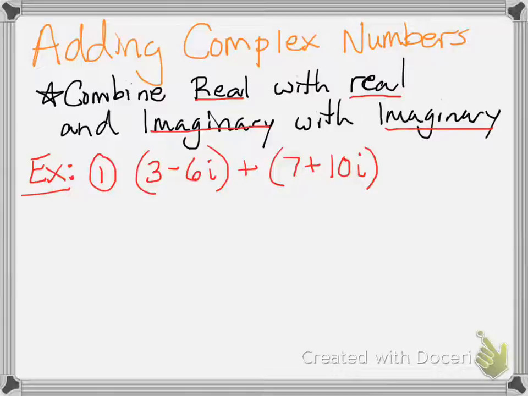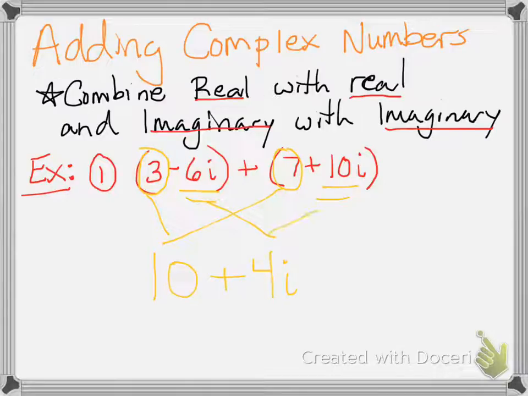And so we have an example number 1, 3 minus 6i plus 7 plus 10i. Both of those are complex numbers. And so we're going to look at the real part of each, 3 and 7, and combine those to be 10. And then we'll look at the imaginary part of each, negative 6i and positive 10i, and combine those to be just plus 4i.